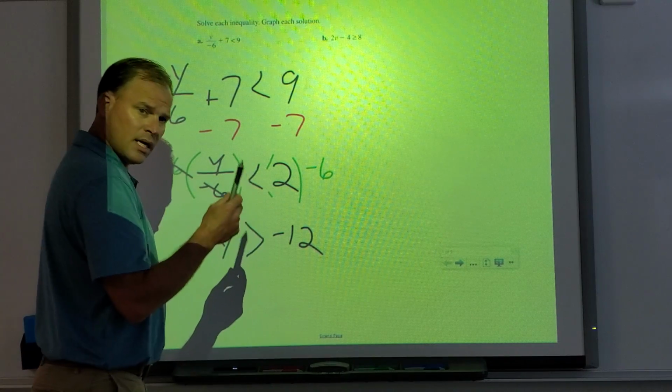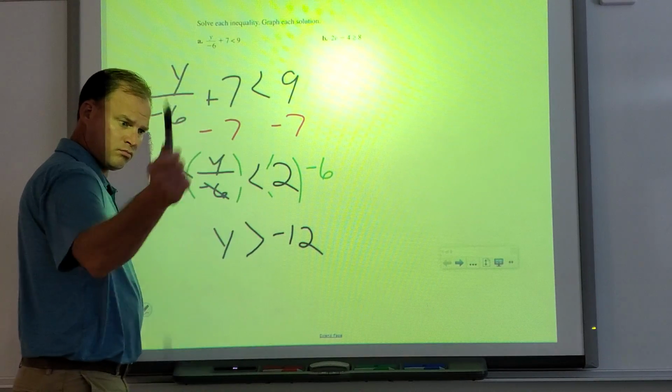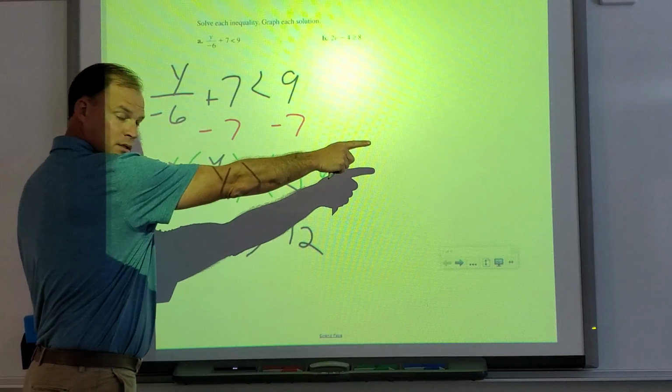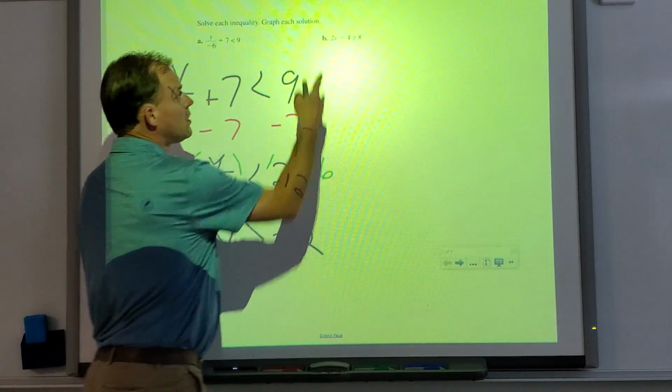I'm not going to graph it. Is this an open circle or closed circle? Open. Is it shading left or shading right? Shading right. Let's do another one.